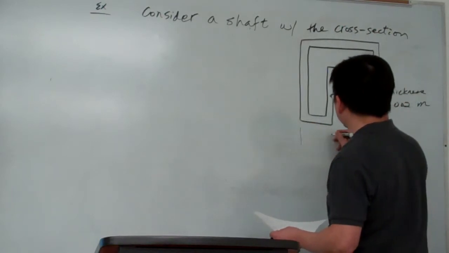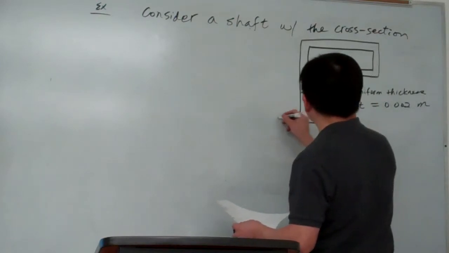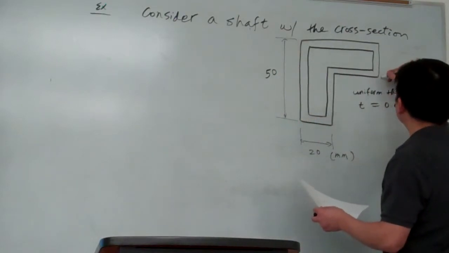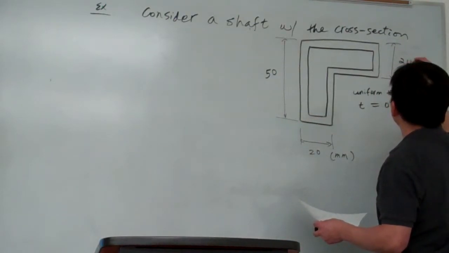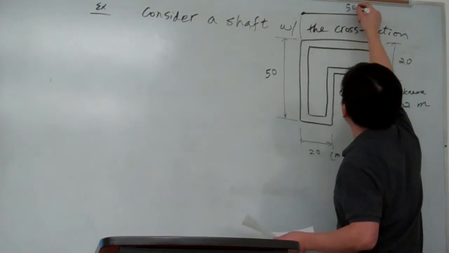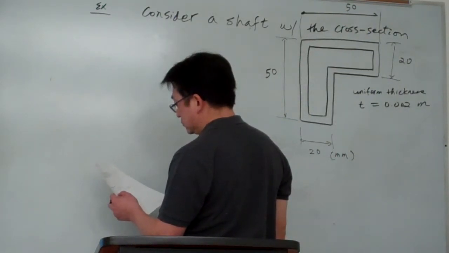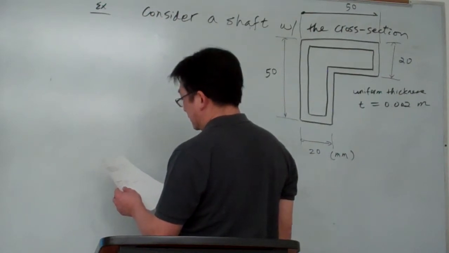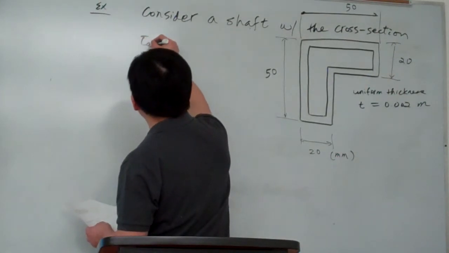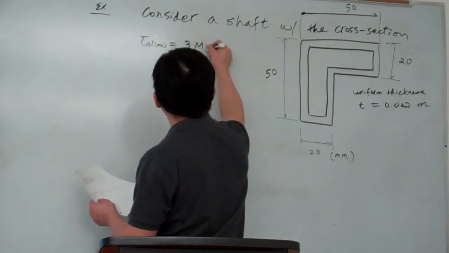And say, for example, here we are given the dimensions: this is 20 millimeter, and this is 50. And this is 20. And on the top is 50. So for this case, the allowable shear stress is 3 MPa.